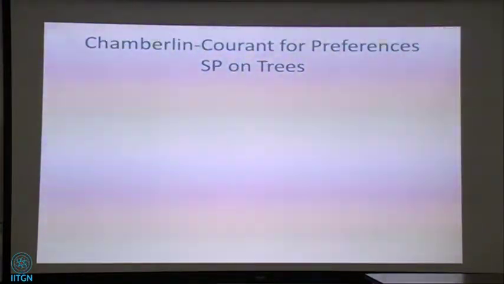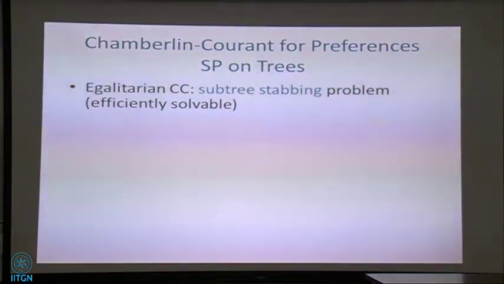Okay, so let me talk briefly about Chamberlin-Courant for preferences single-peaked on trees. I've been involved in the single-crossing paper, but single-peaked on trees is really my stuff, so I like it. It's my work with some students. Let me talk about egalitarian Chamberlin-Courant first. So now we have preferences single-peaked on trees.